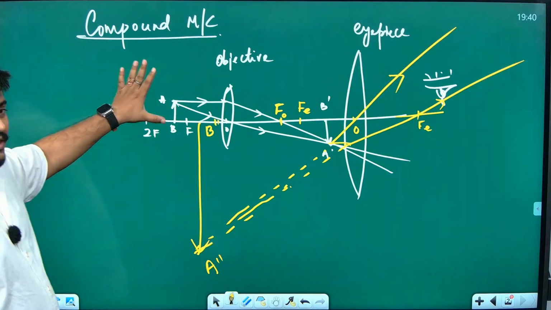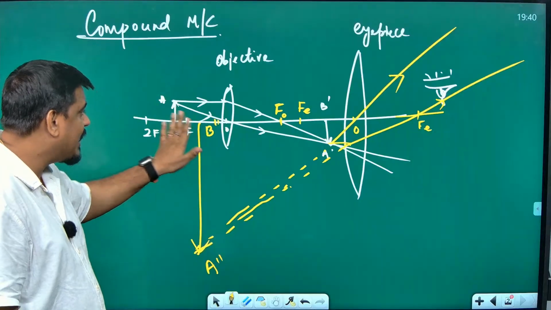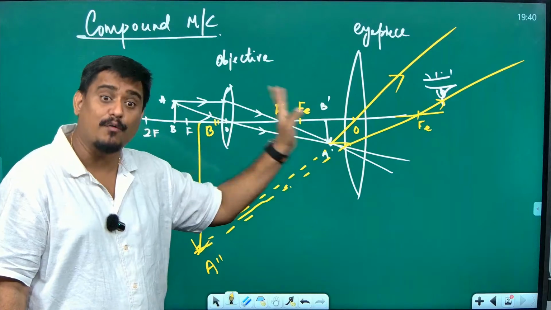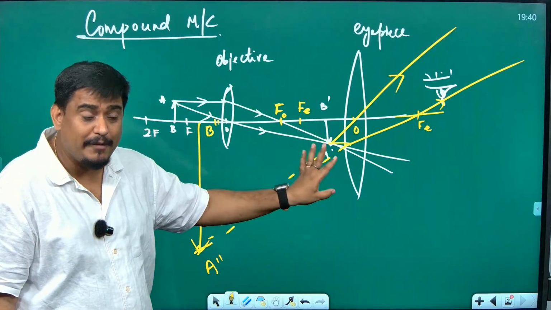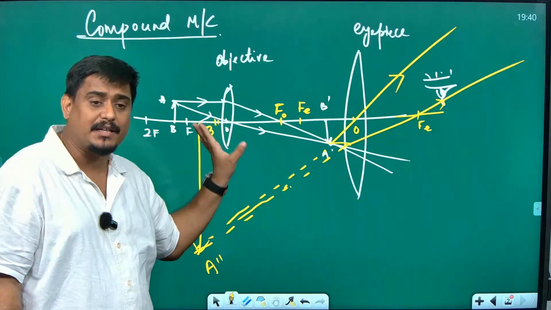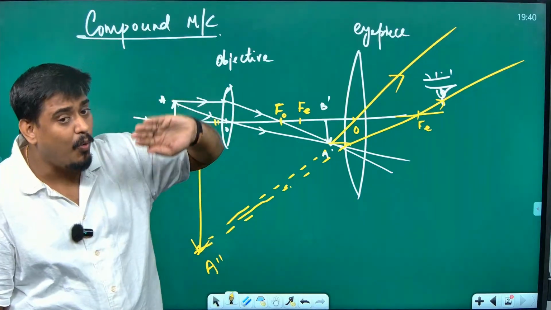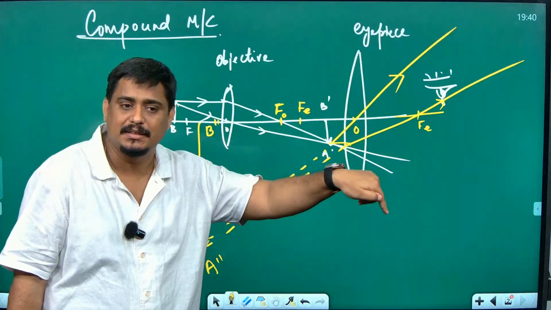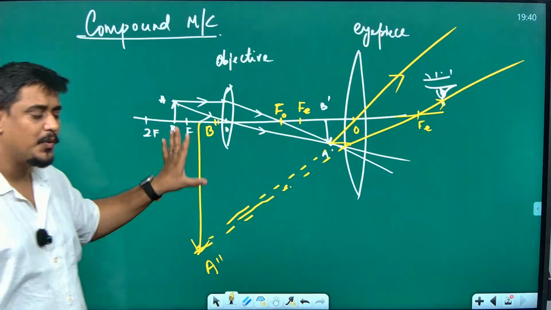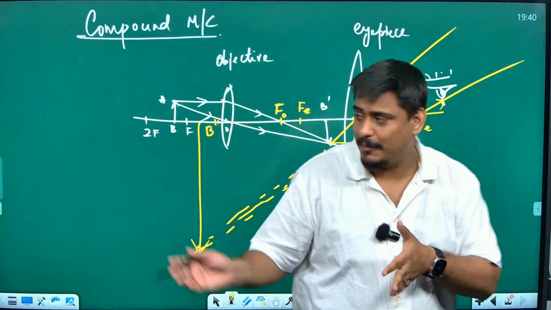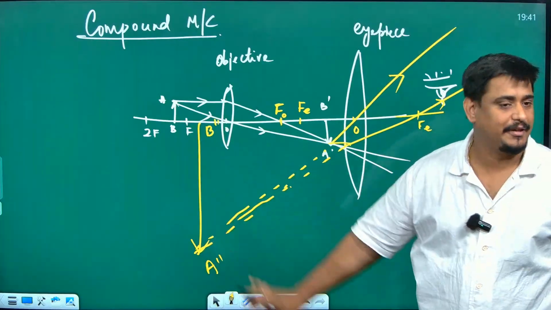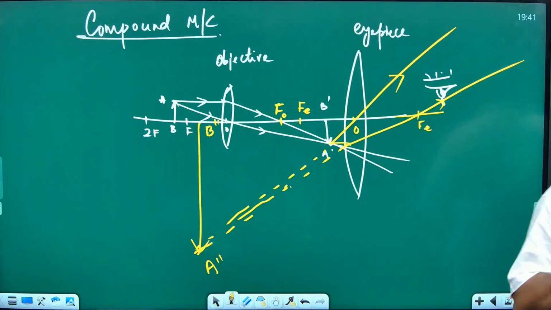First, object kept between F and 2F of objective forming an image beyond 2F of the objective, which should be formed in such a way that the image formed by the objective is between O and F of the eyepiece. Second refraction will take place, and now my image will be formed, which will be virtual, obviously erect, but in this side. For this it is erect only, no? And then it is magnified. This diagram is clear to you?